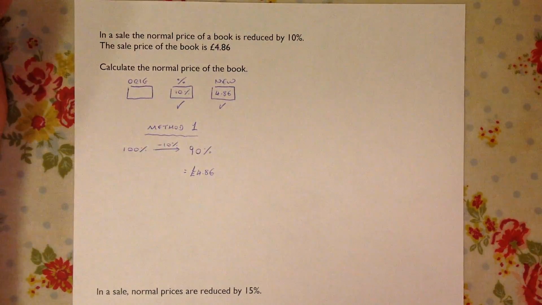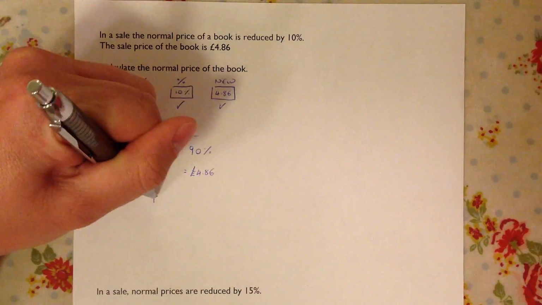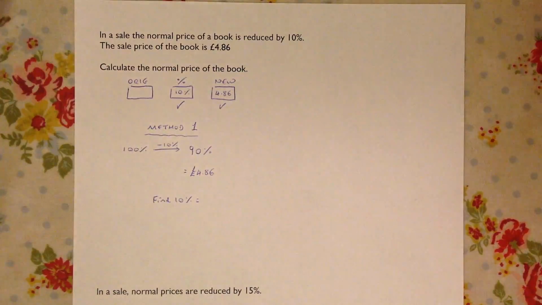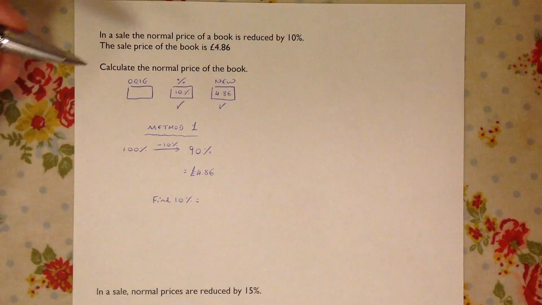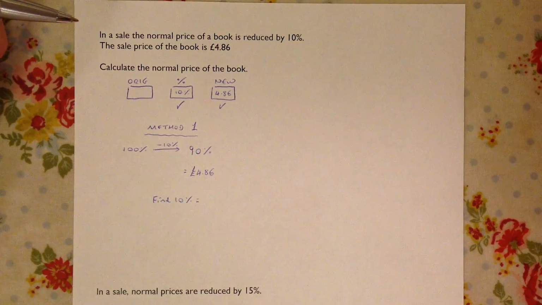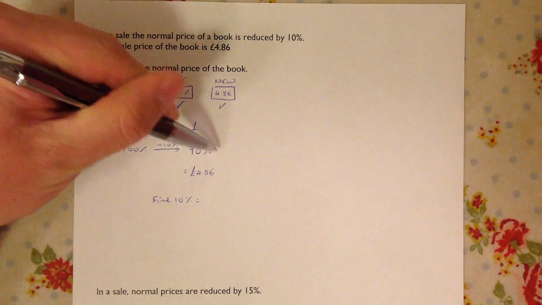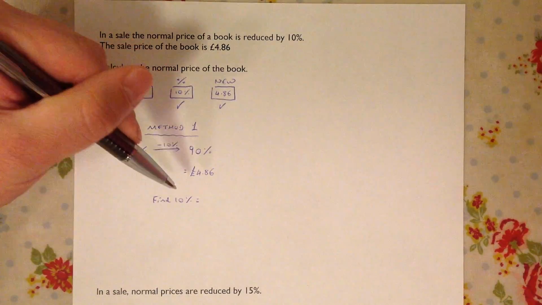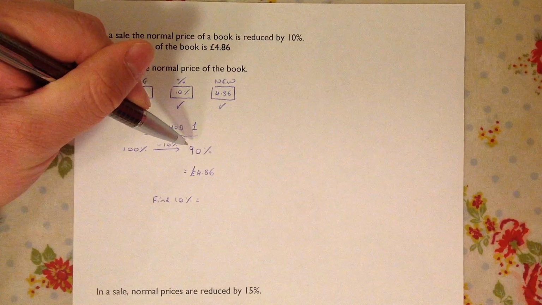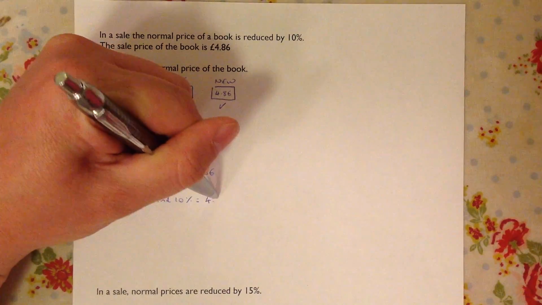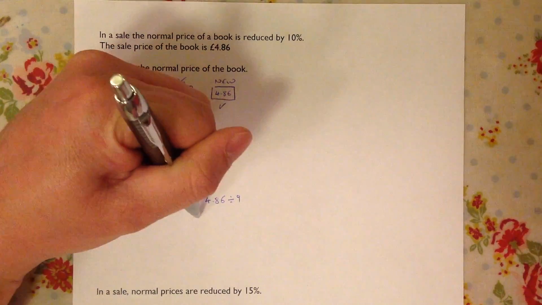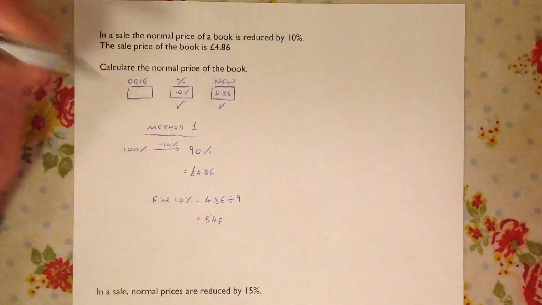Now we're going to do the method where we start by finding 10%. Last time we found 10% by dividing by 10, and I made a point of telling you that we do that because there are ten 10%s in 100%, which is what we had. We had the full amount of the cost. Here we've got 90% of the book. So to find 10%, we need to ask ourselves, how many 10%s are in 90%? Well, there's 9. So we're going to do £4.86 divided by 9 to help us get 10%, and that's going to give us 54 pence.